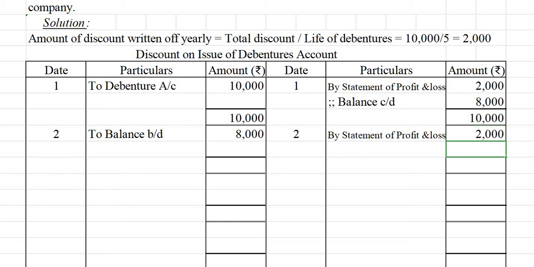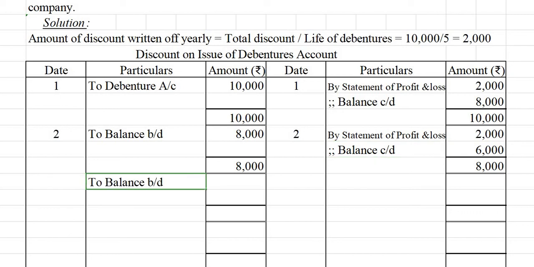Balance 6,000. How did we get 6,000? The 8,000 we have to close here and transfer to the credit side. So 8,000 minus 2,000 is 6,000. That is the closing balance. This closing balance will be written as balance carried down and transferred to the debit side for the next year, that is the third year. In the third year, the balance brought down came here as 6,000 rupees.